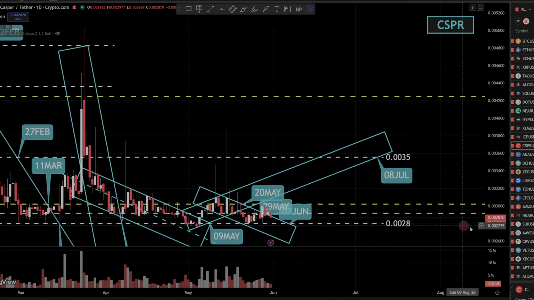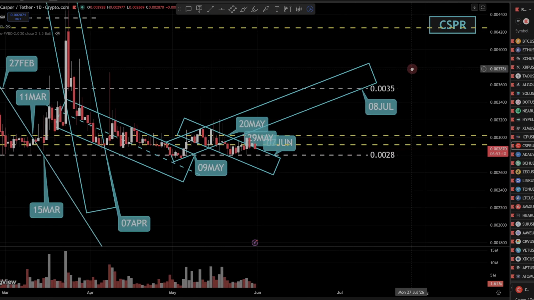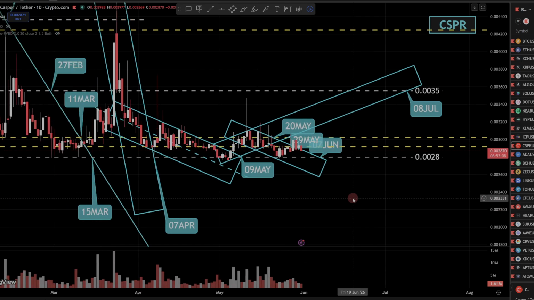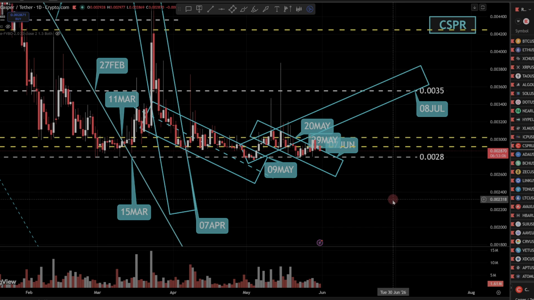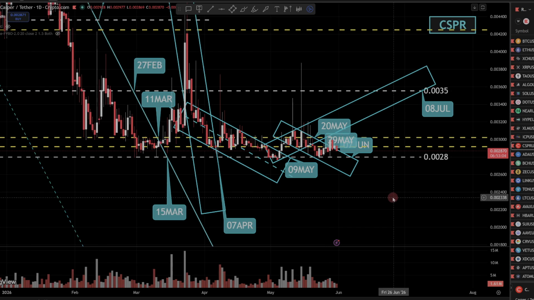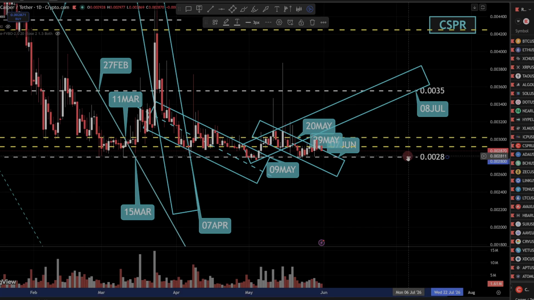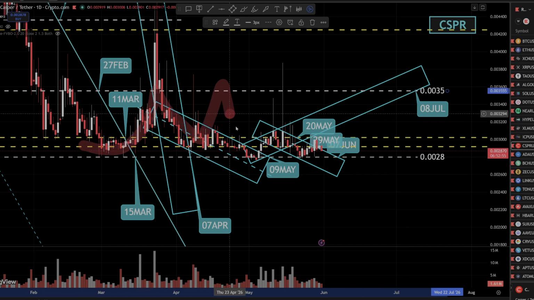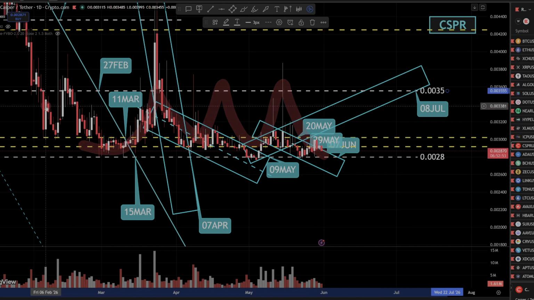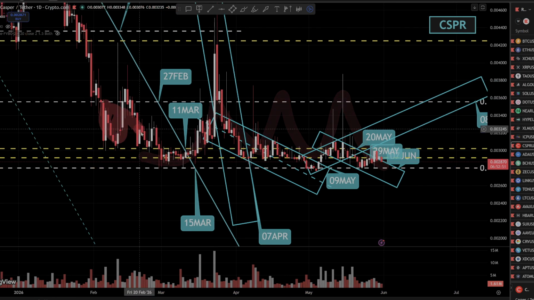So here, we have talked about this for weeks that it is actually a sideways trend for Casper, and the range is between 0.0028 all the way to 0.0035. That's where the bulls and bears are pushing the price around mostly since the beginning of February over here.